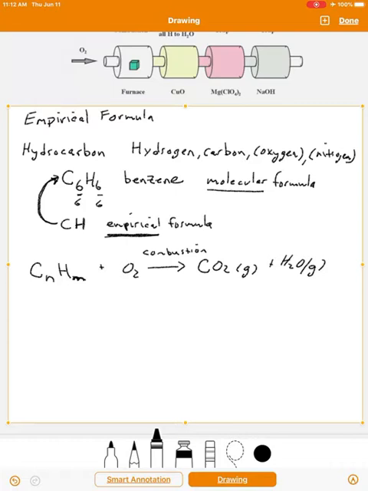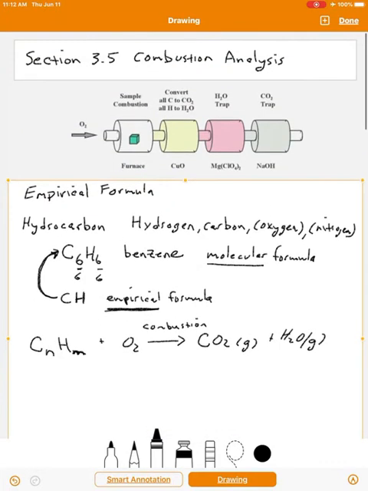Now, here's the significance of that. If the sample is combusted in the furnace, we can run it through a catalyst, which is copper oxide, which converts all of the carbon that was in the sample into carbon dioxide and all of the hydrogen that was in the sample into water. Then we have what's called a water trap, an H2O trap, which in this particular diagram is magnesium perchlorate. And then we have a carbon dioxide trap, which in this example is sodium hydroxide, NaOH.